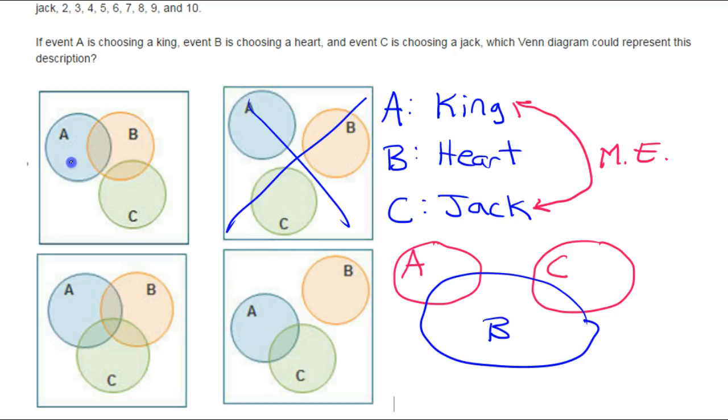Let's see. Look at this one here on the upper left. A and C are not touching, but B is touching them both. I think that's the one we want right there. Here we have all three touching. That's no good. Here we have A and C touching. Nope, A and C are supposed to be mutually exclusive. So it has to be this first one.